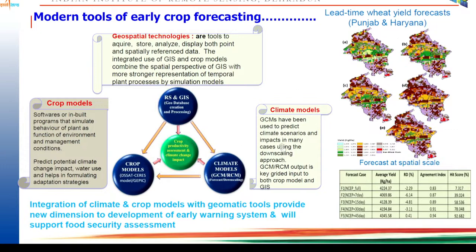The climate model can simulate the weather during the growing season in advance, as a seasonal weather forecast. Crop models are software that simulate the behavior of a plant as a function of environment and management conditions. They can simulate leaf area index, daily dry matter production, water balance, and finally yield at harvest. If you integrate all those things on a grid basis of 1 kilometer to 5 kilometer, you can estimate the yield of the wheat crop with different lead times: 45 days in advance, 30 days in advance, 14 days in advance, and so on.